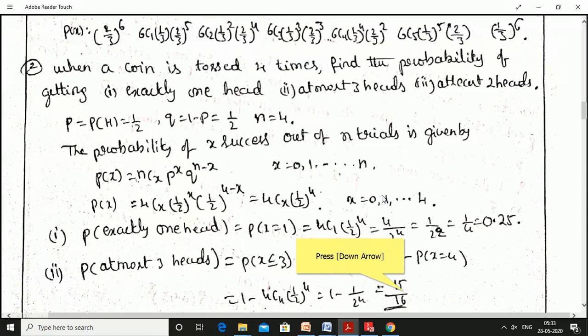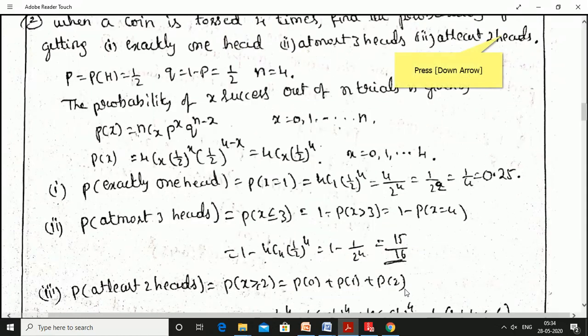In a complement way, it can be written as 1 minus probability of x strictly greater than 3. The value greater than 3 means only 4. So 1 minus P of x equal to 4. Substituting x equal to 4 in the probability mass function, 4C4 times (1/2)^4. 4C4 is 1, so 1 minus 1 divided by 2^4, that is 1 minus 1/16, which is 15/16. You can also write the answer in terms of decimals.